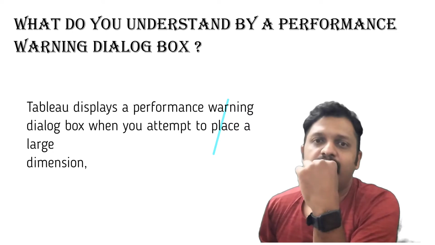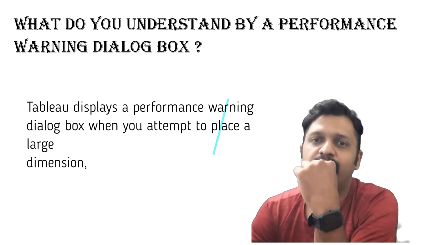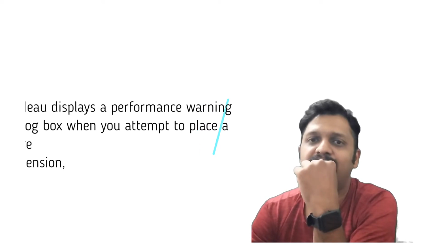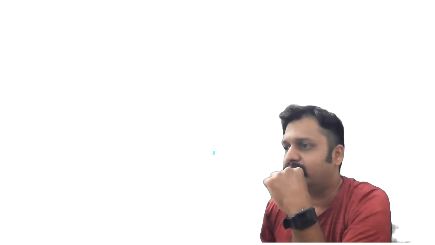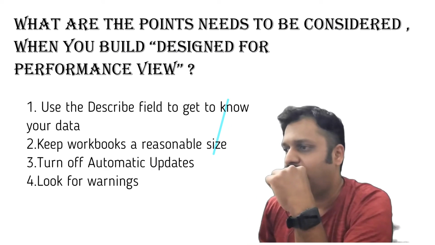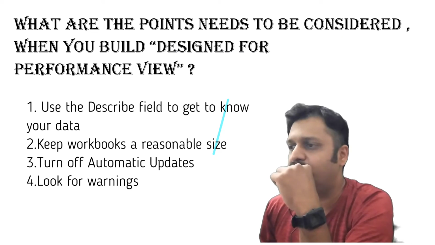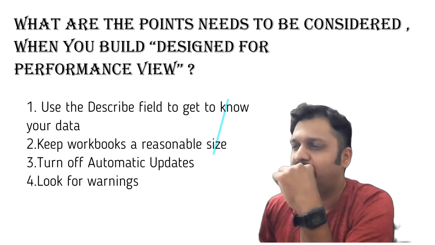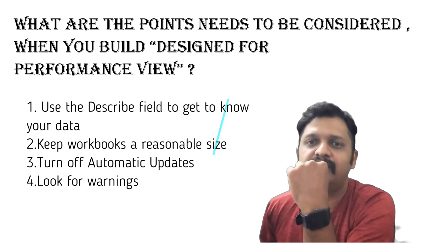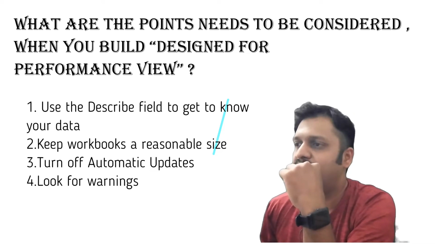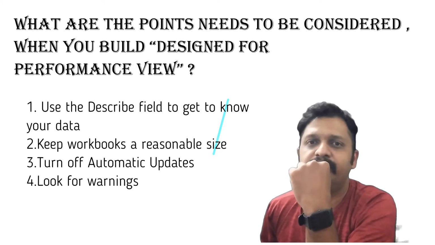Tableau displays a performance warning dialog box when you attempt to place a large dimension. What are the points that need to be considered when you build a design for performance view? There are 4 points that you need to consider when you design for performance view.